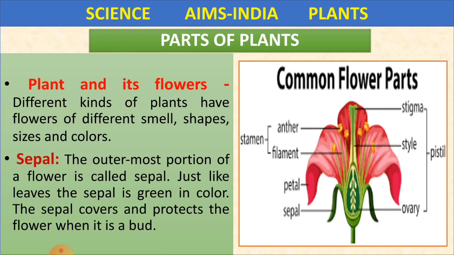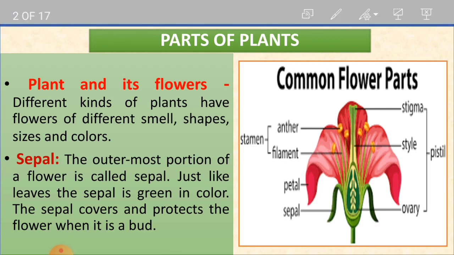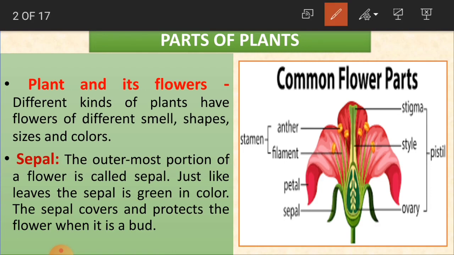And if you see here, we have a diagram of a plant. So let us know what parts the flower has. The first one is sepal. What is this? Sepal. The outermost portion of a flower is called sepal. So what is sepal? The outermost portion of the flower.